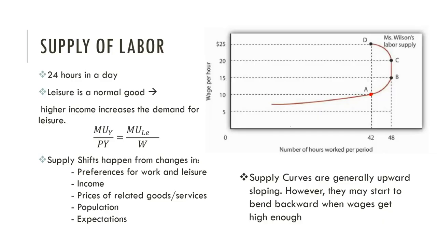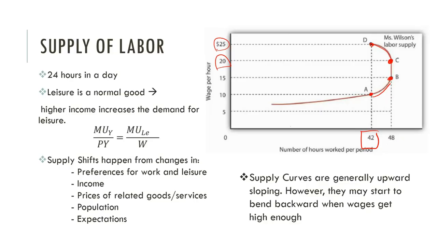Once we get from point A to B, it's getting a little bit steeper. So that means she's willing to supply less extra hours as the wage increases. From B to C, she's not willing to supply any extra hours. So it looks like 48 is going to be the maximum she's willing to work per week. And then from C to D, when wages get even higher, she actually wants to work less. So in this example, wages went from $20 an hour up to $25 an hour. And then she said, oh, if I'm getting paid $25 an hour, I actually only want to work 42 hours a week. I don't want to work 48.